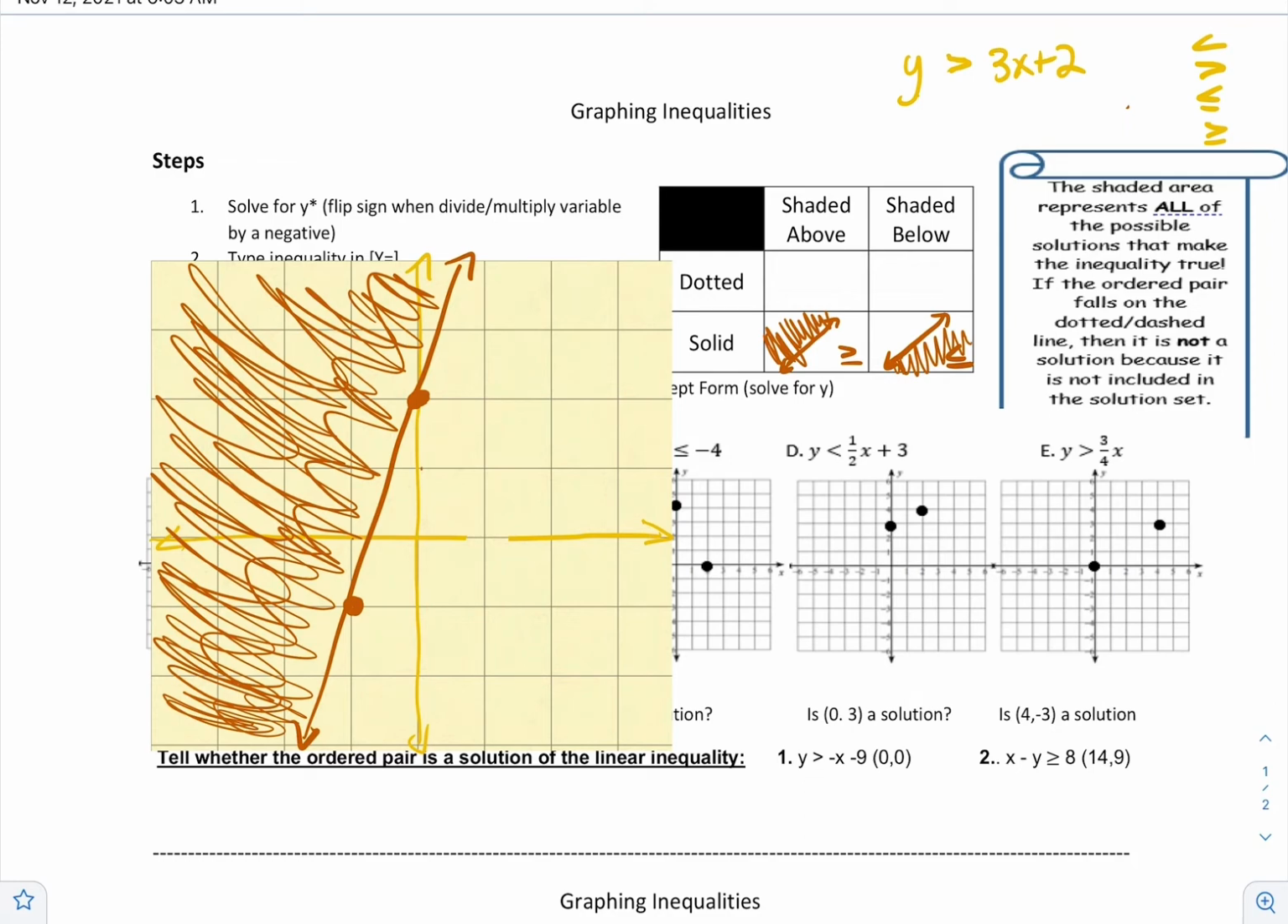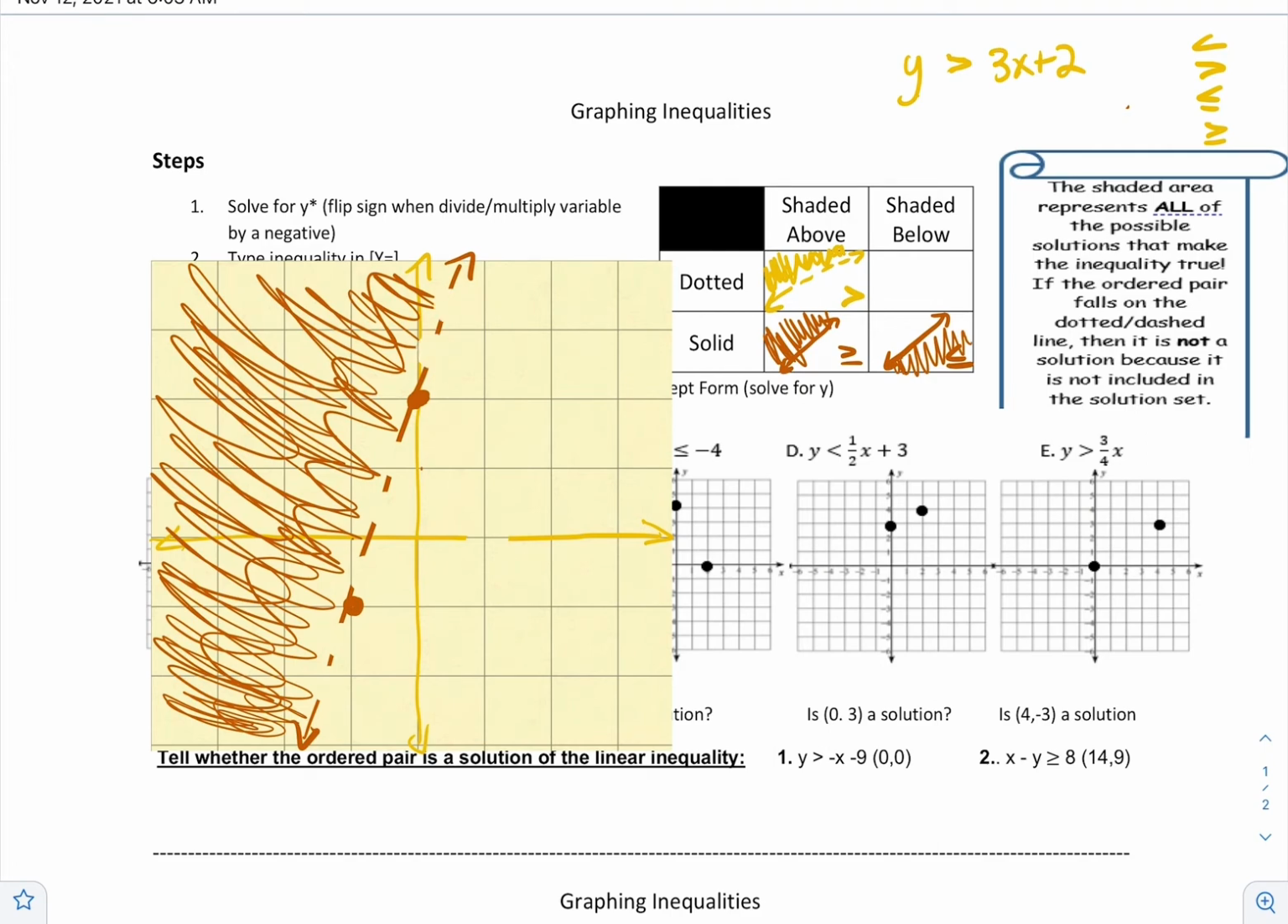Therefore, what we can do is just make a dashed line or a dotted line. So whenever we have greater than, we're not going to do a solid line. We're going to do a dashed line, but we still shade above. And we do that because we do not need the points on the line. It's not equal to, it's just greater than. All right, and we're going to do the same thing here. Make it a dashed line because the points on the line don't matter.